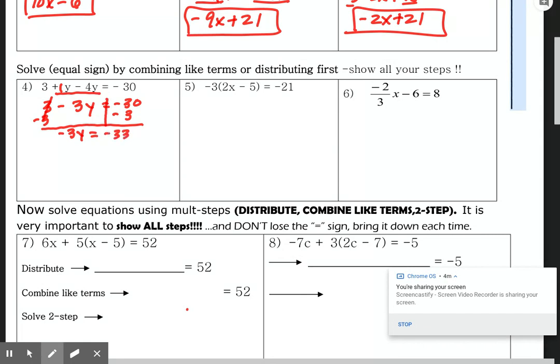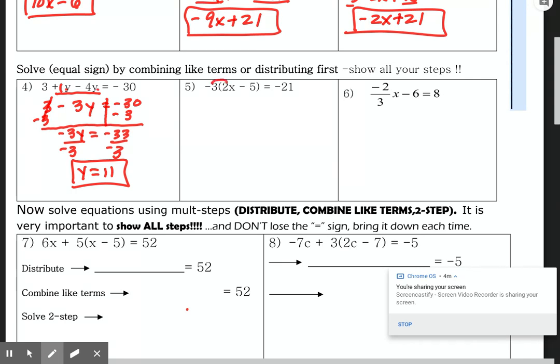Here we go. And then on this last step, we're going to divide both sides by -3. So we have y equals -33 divided by -3, which is 11. And you can always plug 11 back in place of each y to see if that left side will be equal to -3.